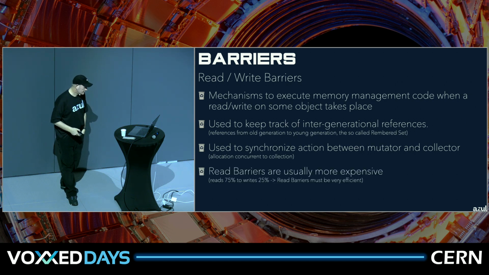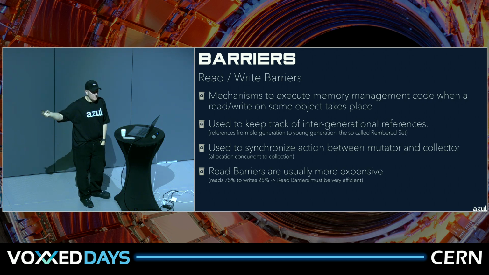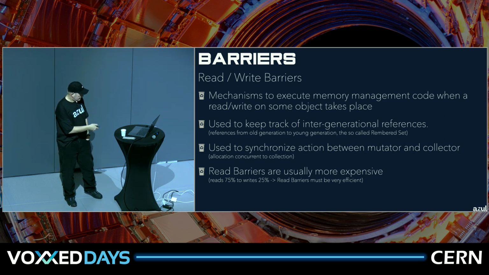Okay. Oh, and one more thing. Because we have around 75% reads and 25% writes in a typical application, read barriers are way more expensive than write barriers. This is just a fact. Because if it's triggered on 75% of all memory accesses, then of course it has to be very efficient. All right.